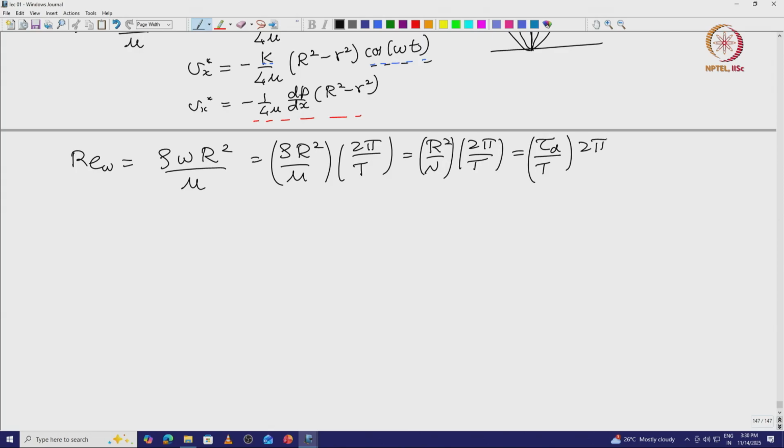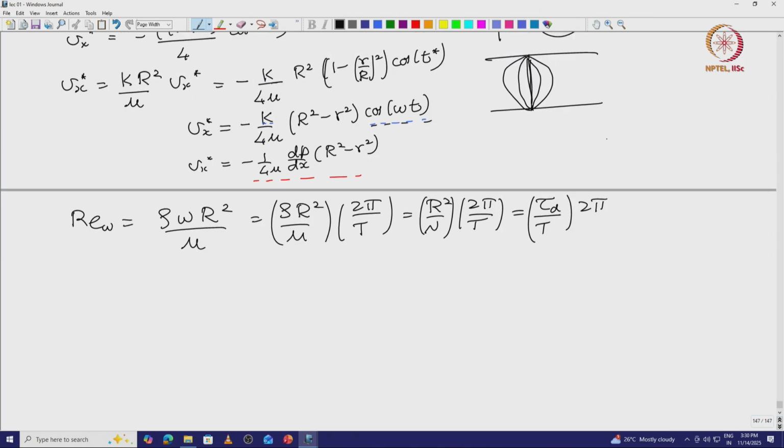Instantaneously, the velocity field is assuming the value that you would get for a steady flow, because the time scale for the pressure variation is much longer than the time for momentum diffusion. So, therefore, this Reynolds number can also be thought of as the ratio of the time scale for diffusion divided by the time period of oscillation. So, that is a physical interpretation. Re omega is the time scale for diffusion divided by the time period of oscillation.